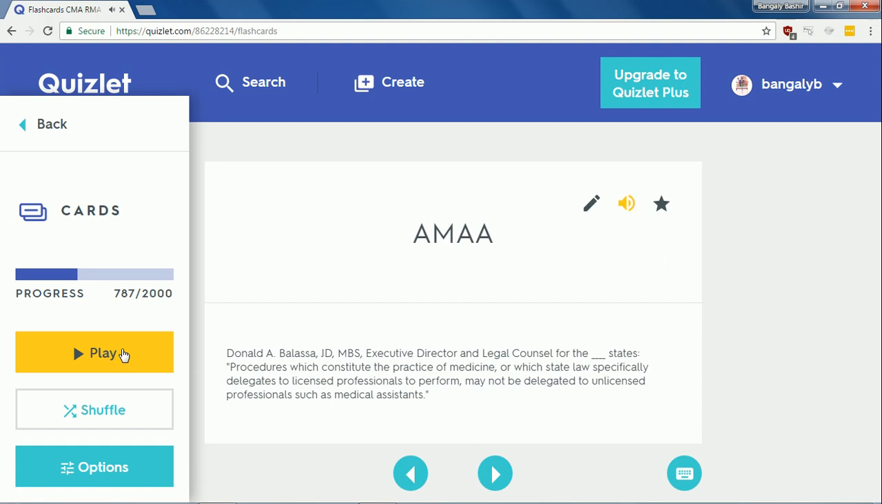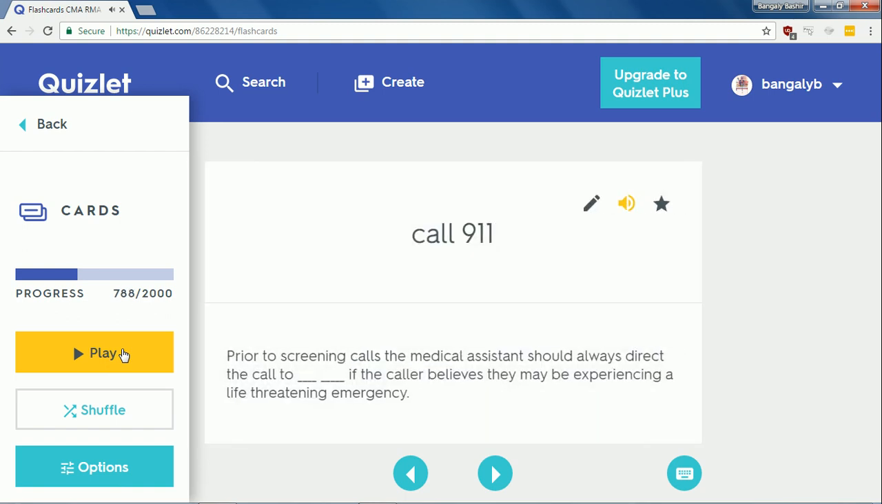Donald A. Balasa, J.D., MBA, Executive Director and Legal Counsel for the AAMA states, procedures which constitute the practice of medicine or which state law specifically delegates to licensed professionals to perform may not be delegated to unlicensed professionals such as medical assistants. Call 911. Prior to screening calls, the medical assistant should always direct the call to 911 if the caller believes they may be experiencing a life-threatening emergency.